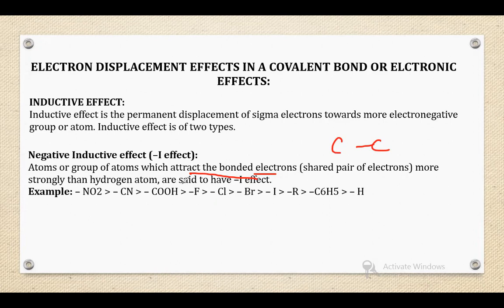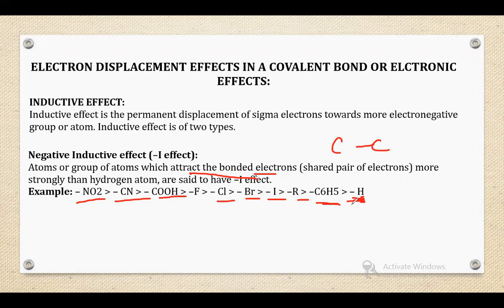So what are they? The NO2 group, with respect to hydrogen, greater or less. The order is NO2 greater than CN, greater than COOH, greater than F, Cl, Br, I, then R, any alkyl group, and C6H5, any aryl group, and hydrogen. That is the negative inductive effect and the positive inductive effect.